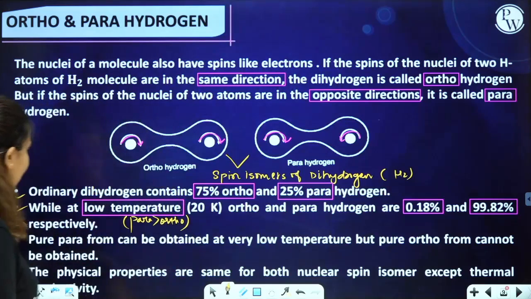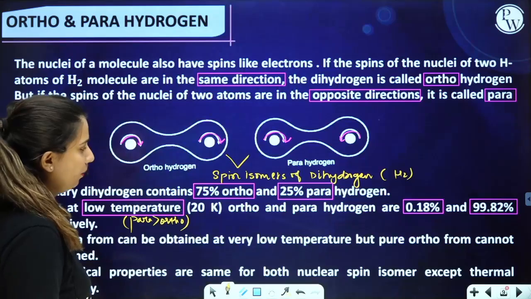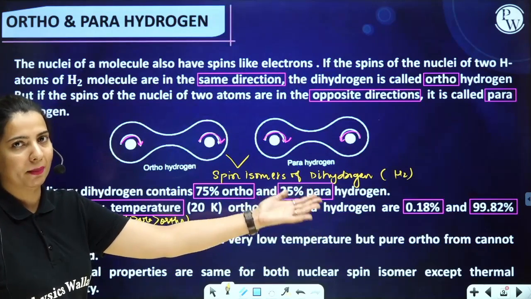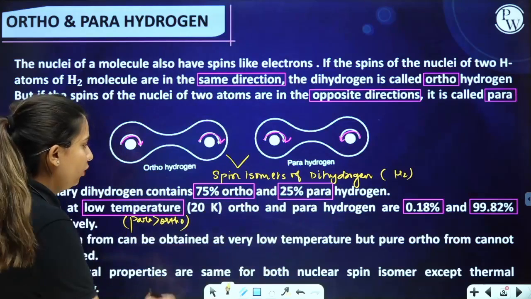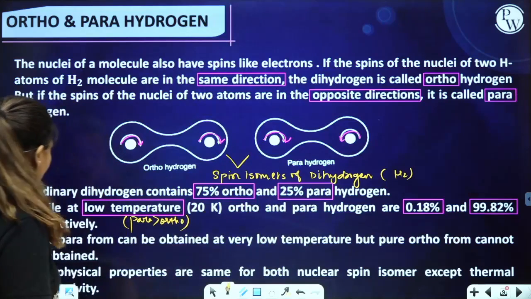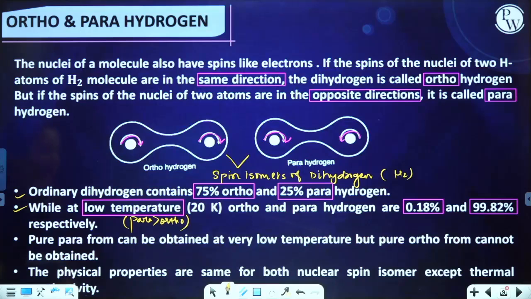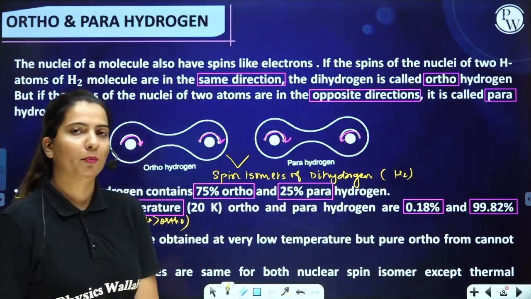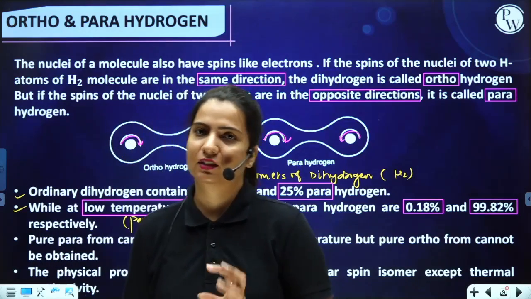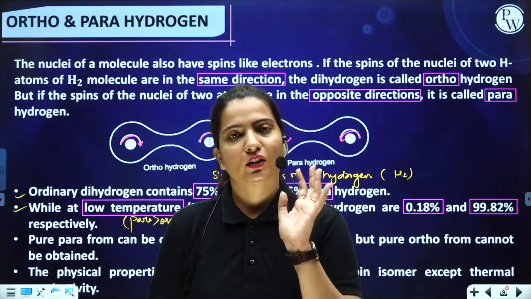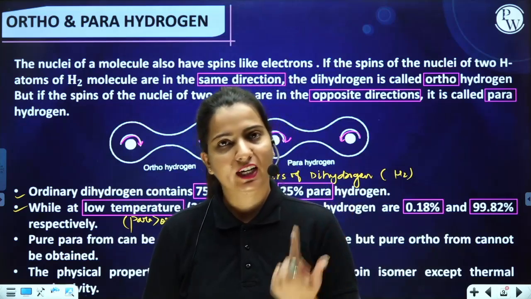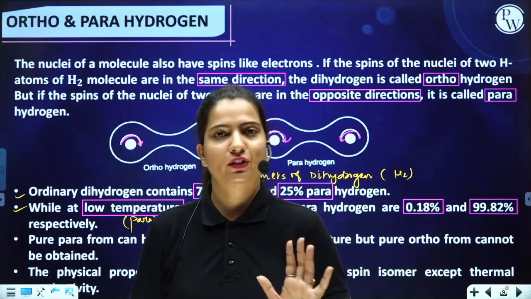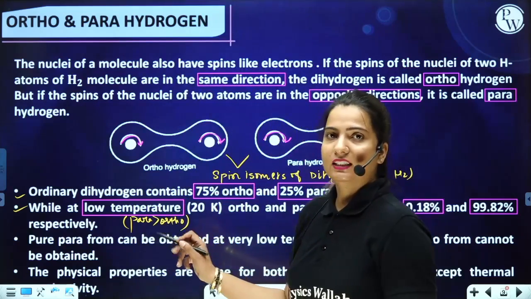Okay. After this, we have that the pure para form can be obtained at very low temperature. As you can see, almost 99% is the para form, so we can isolate it. So at very low temperature, we can have the pure respective form. The physical properties are the same for both nuclear spin isomers except their thermal conductivity. Their properties are almost the same, but their thermal conductivity is not the same. So you have to just remember the 2 points: at very low temperature, which is dominating, and at the normal conditions, which is dominating. Just these 2 points.